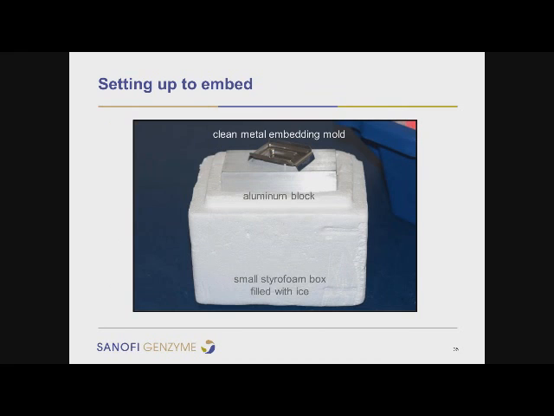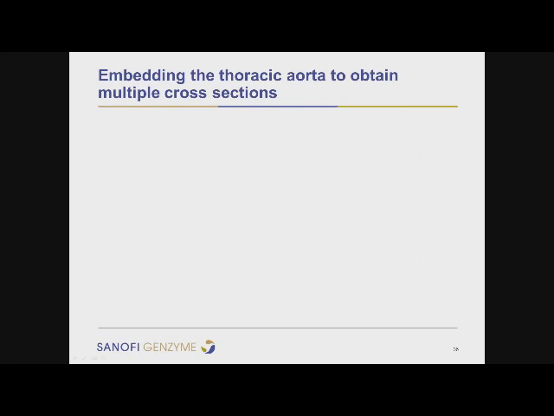So this is my embedding station. I have a small styrofoam box that I got some antibodies in. What I do is I fill it with ice, and I have an aluminum block that I keep in the freezer. And I usually use clean metal embedding molds here to do the embedding of the aortas.